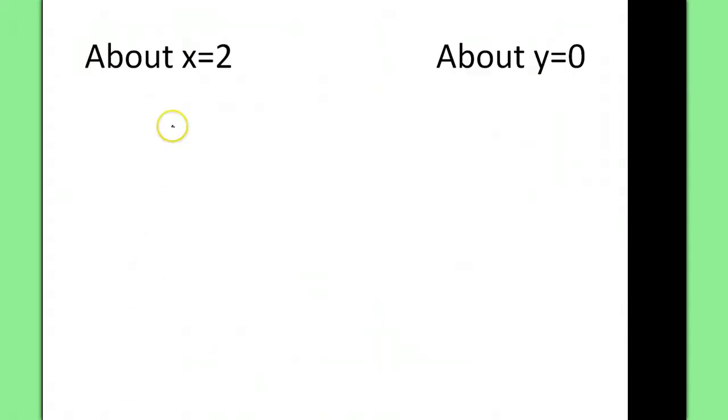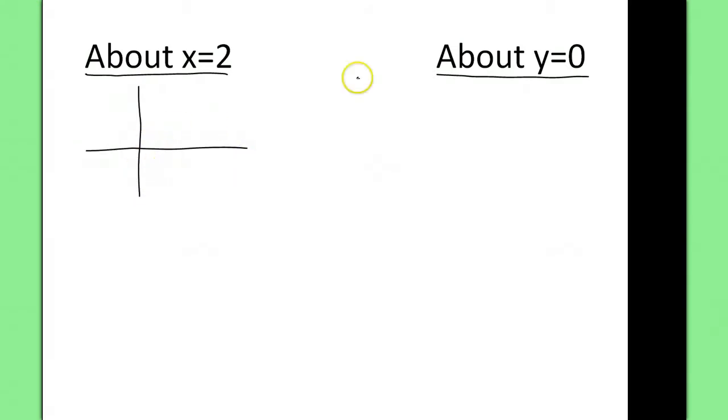Here we go. We're going to do one where you go about x equals 2, and then another one where you go about y equals 0. So let's start off with my area. Actually, we're going to do this right side one first. What we're going to do is revolve it around here. So this is going to be my axis that I'm going to revolve it around. And so when I revolve it, I'm going to get this.